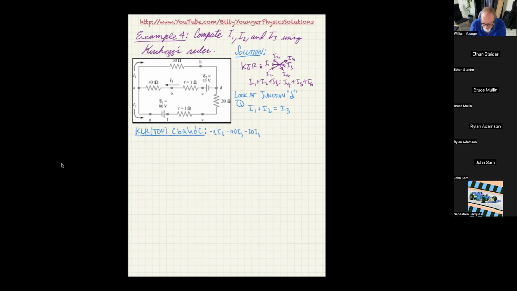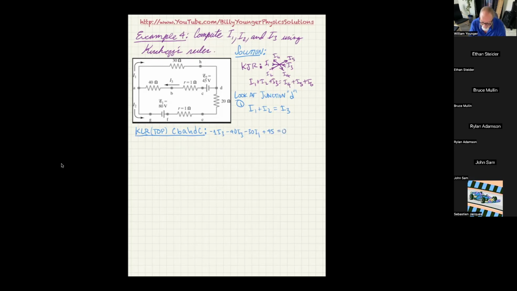Now I get back to D, and now I'm going from D towards C. I'm going from the short leg of the battery to the long leg, so that's a voltage increase. So I'll call that plus 45. Notice I left the units off and everything. Now I'm back at C, so I go ahead and write equals zero.